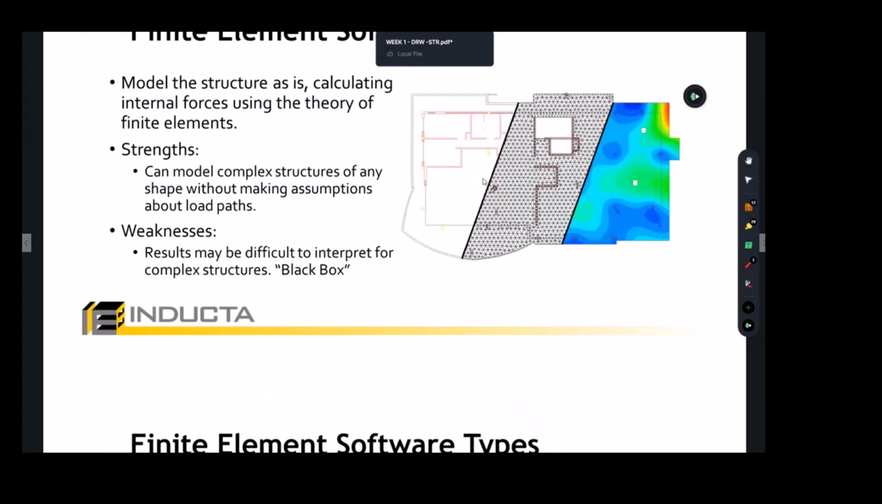Elements will give you more accurate results that will end up letting you choose and document economical designs. Now, weakness. That's the weakness. Results may be difficult to interpret, correct?